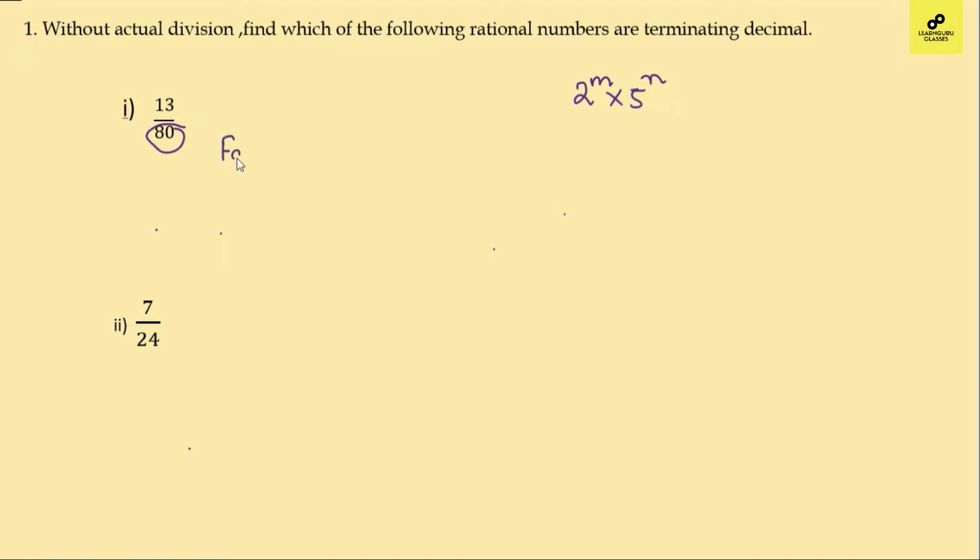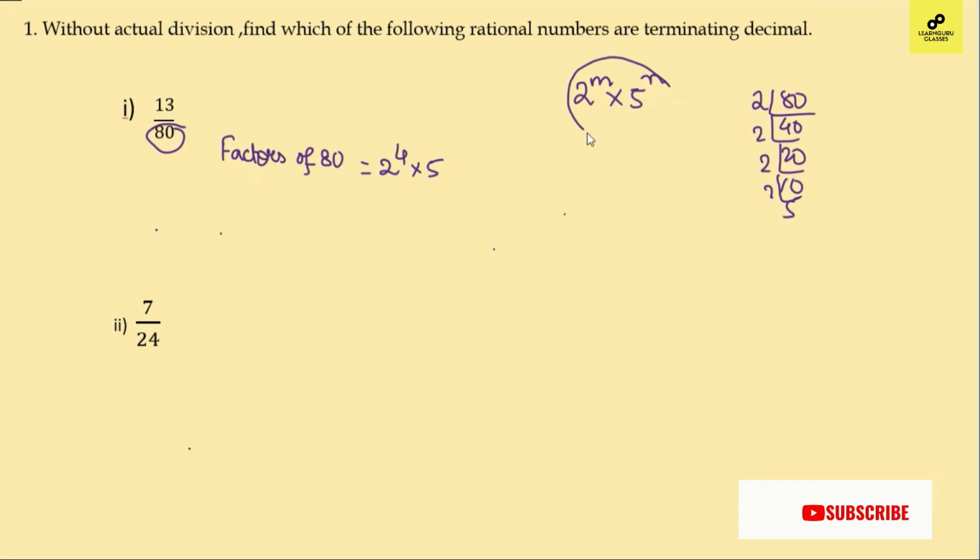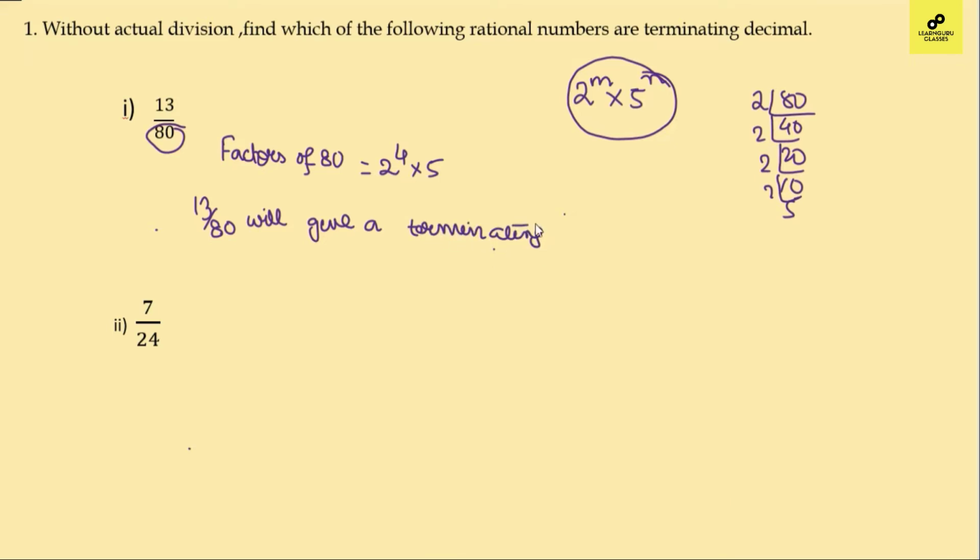So, factors of 80 are, let us see the factors of 80 by factorization: 40, 220, 210, 2 5s are 10. So, 2 to the power of 4 into 5. As you can see here, 2 to the power of 4 into 5 simply resembles this form. So, we can say that 13 by 80 will give a terminating decimal.